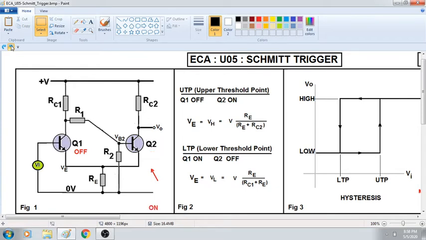So what is the next calculation? The next calculation is the lower threshold point. How do we get the lower threshold point? We have to make Q1 on, and we have to make Q2 off. So Q1 is on and Q2 is off.